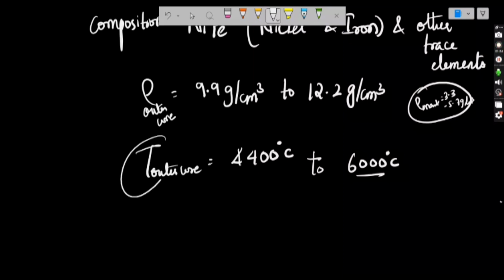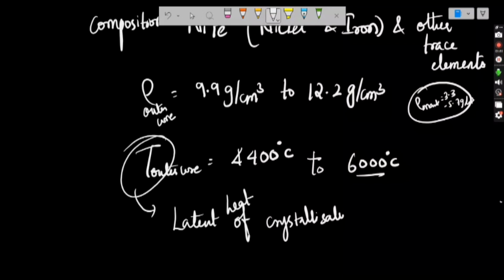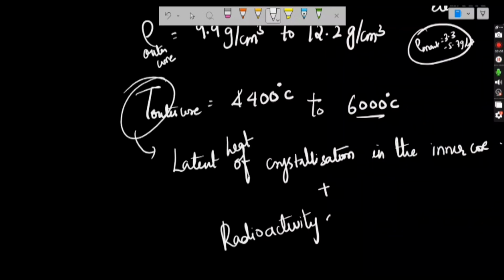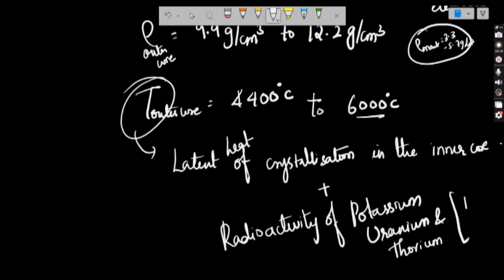How is this temperature produced? What are the forces behind this temperature? So the forces behind temperature are latent heat of crystallization in the inner core, and also radioactivity of trace elements, like potassium, uranium, and thorium. You can remember this, like what are the elements which are producing radioactivity, which is the reason for temperature in the core. So it is potassium, uranium, and thorium, right?